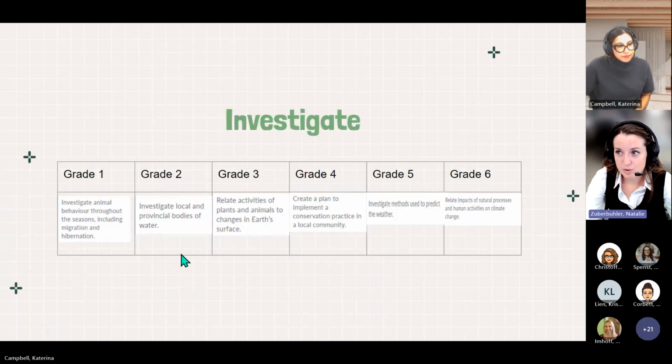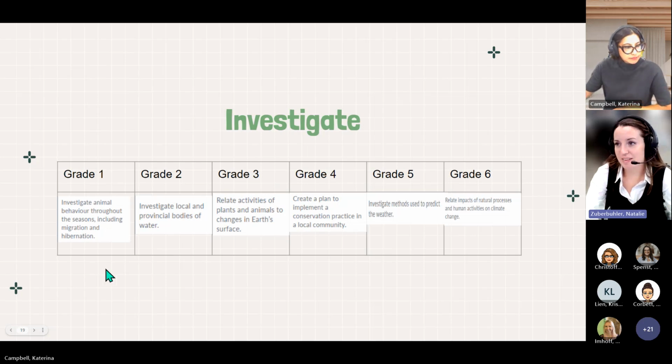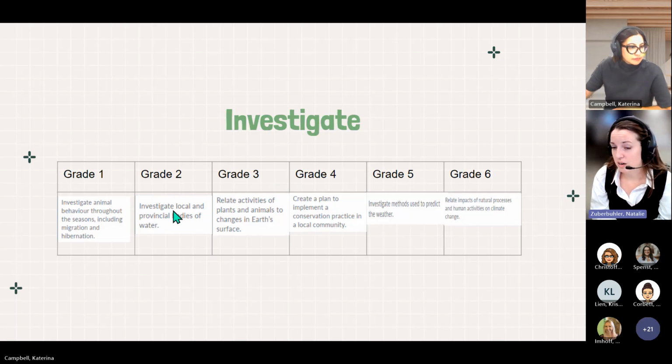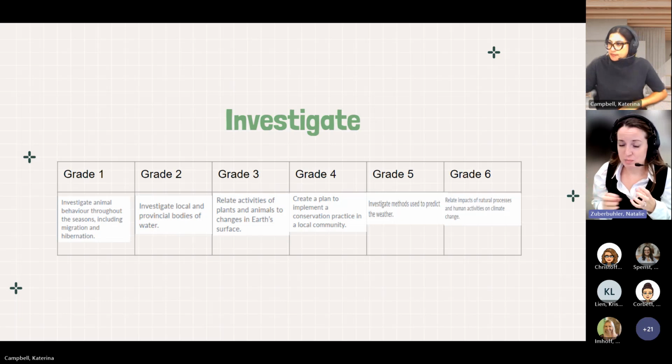Here's a little springboard for you of where you could begin tying in some scientific methods. In grade 1, when we see the word investigate animal behavior throughout the seasons, including migration and hibernation, I see that word investigate. Let's pull out my scientific methods organizing ideas and progress through some of that. Grade 2, again, you'll see that word, investigate local and provincial bodies of water. There's many ways we can investigate beyond doing your research project. Like we talked about the chat stations, the fan and picks, the think, pair, shares, rich images, picture word induction models. There's many ways we can investigate.